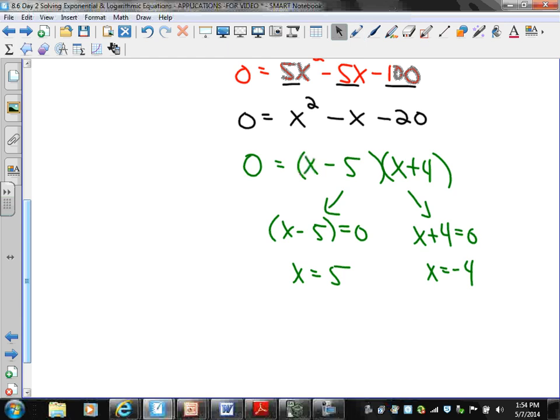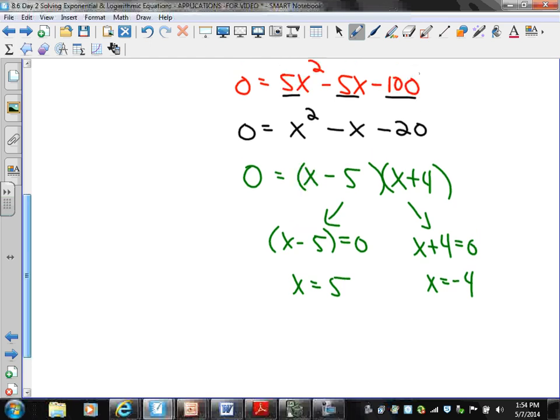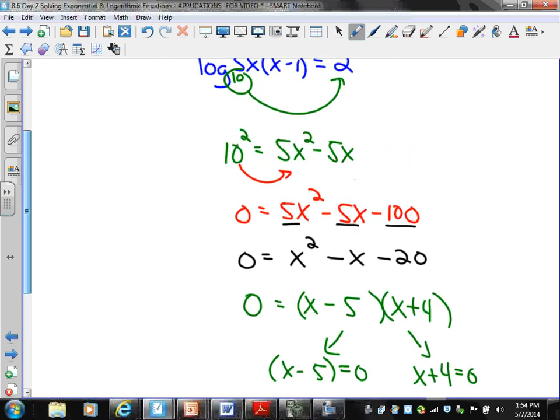Just to remind you, what I did for the last lesson and a half with exponentials and with logs is that sometimes we get extraneous solutions. So I'm going to check this once again. I'm going to take my 5 and my negative 4 and go all the way up to the top.